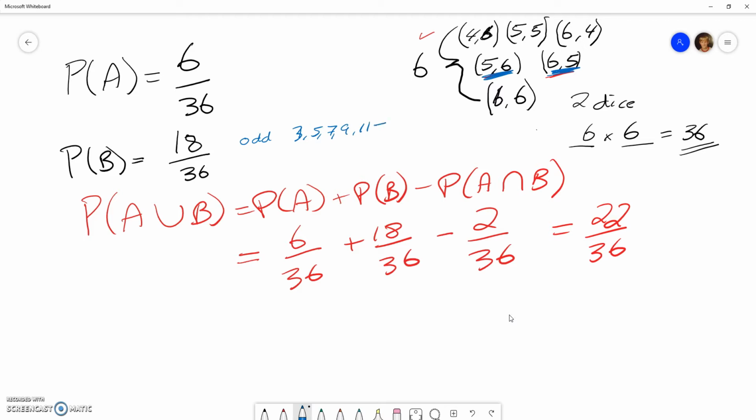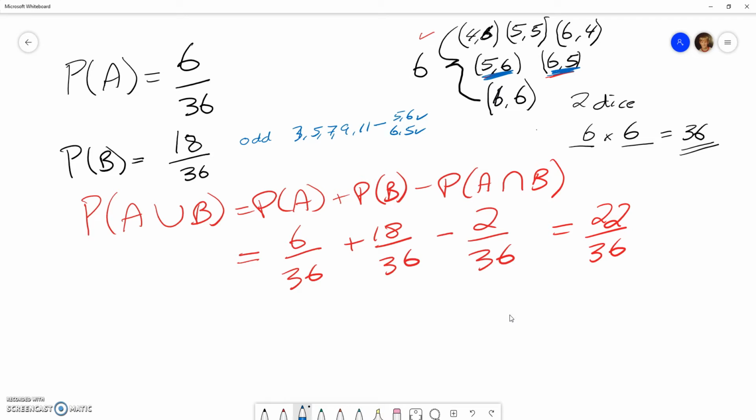With the 11, this can only happen when we roll a 5 and a 6 or a 6 and a 5. So they are counted there again. That's why we have to take out what they share in common, because we are in essence counting the roll of 5 and 6 or 6 and 5 twice.